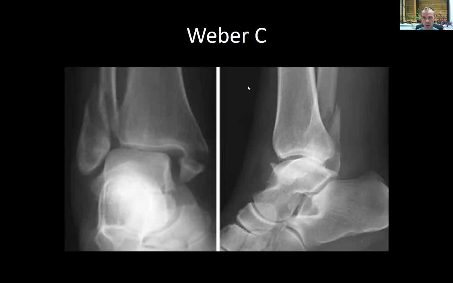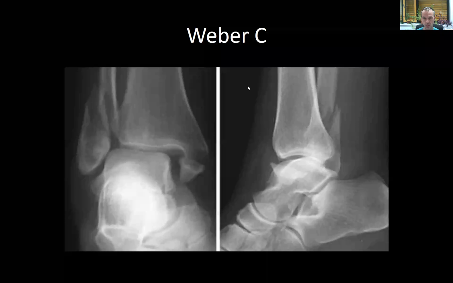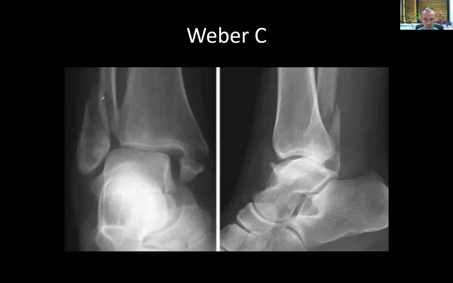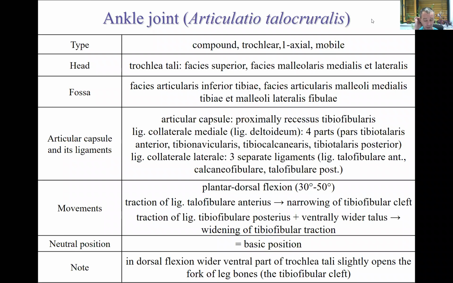This X-ray shows you the fracture here. You can see the fracture of fibula, which is above the syndesmosis, so it's Weber C, and it's usually accompanied by a fracture of medial malleolus as well, which you can see here. And now we can continue to the foot.